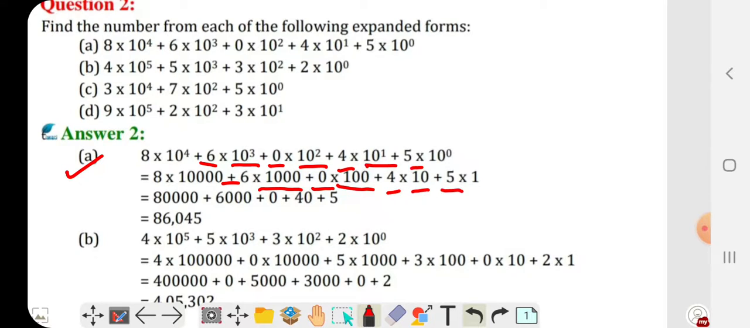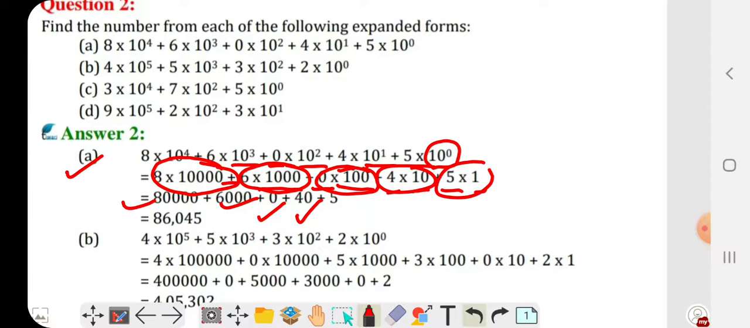Then 5, 10 raised to power 0 is equal to 1, because of any digit, if power is 0, then the value is 1. We have learned that in laws of exponent. Now 8 into 10,000 gives us 80,000. 6 into 1,000 gives us 6,000. Then 0 into 100 gives us 0. 4 into 10, 40. 5 into 1, 5.